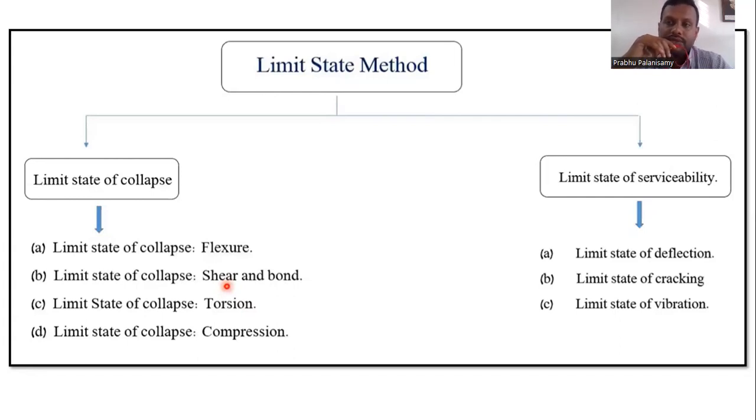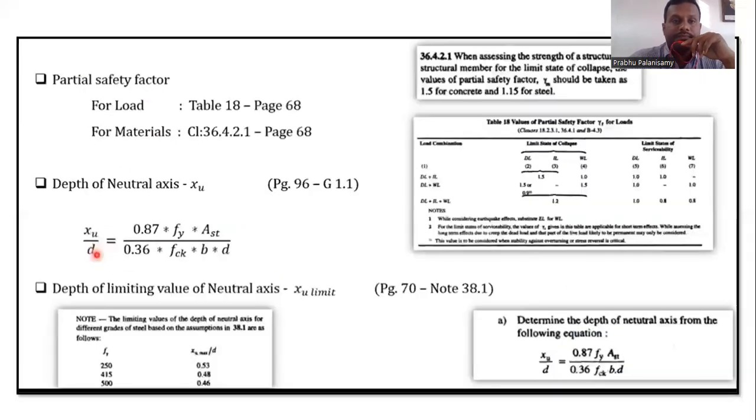So this gives serviceability to the structure. This is one of the advantages of the limit state method compared with the working stress method, as we have seen in the first part of our video. And here it deals with flexure, shear, torsion, and compression in the limit state of collapse. So this is the philosophy of the limit state method, which is so advantageous because it has serviceability. In the case of the working stress method, it doesn't have any serviceability, right?